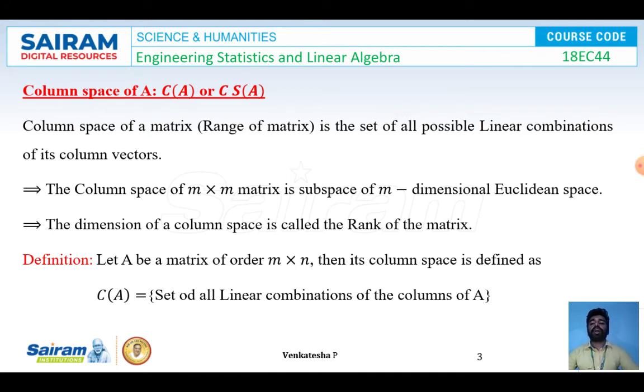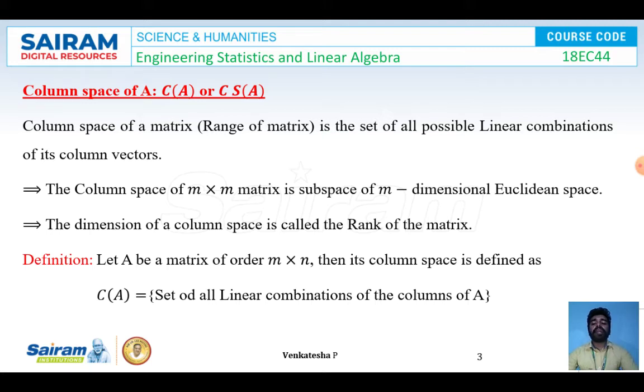The first one, column space of A, is denoted as C of A or CS of A. The column space of a matrix, or the range of the matrix, is the set of all possible linear combinations of its column vectors. It implies that the column space of an M cross N matrix is a subspace of M-dimensional Euclidean space. The dimension of the column space is called the rank of the given matrix.